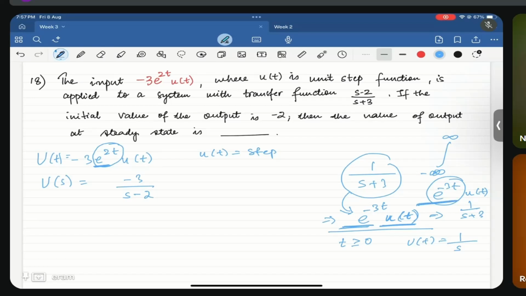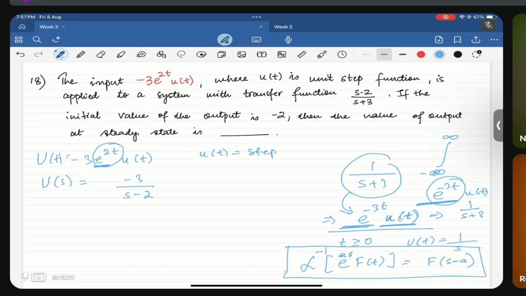So in the list of Laplace transforms, you will see that if there is f(t) and we have some exponential e to the power a t, then the Laplace of this will be F(s) shifted by a value. So this is the general result. Now it is clear to you? Okay, ma'am.